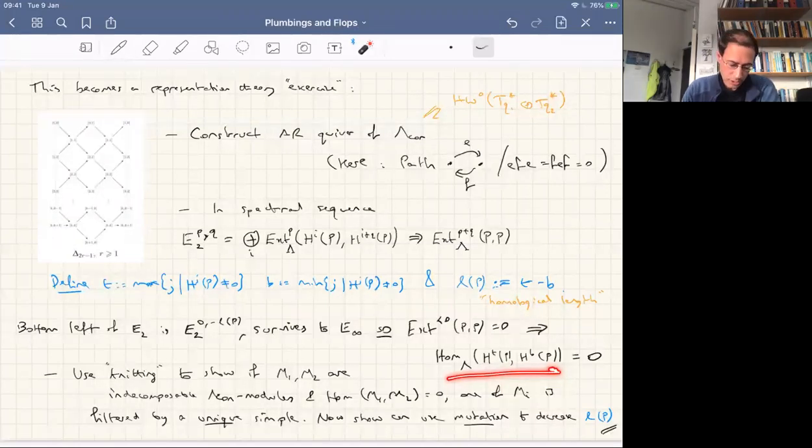Okay, so the technical lemma proved by knitting is that two indecomposable contraction algebra modules that are orthogonal have the, so if I give you two that are orthogonal, one of them is filtered by a unique simple module.